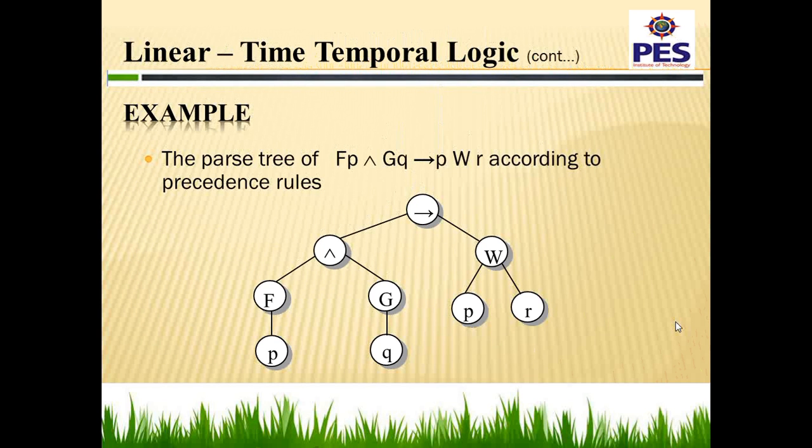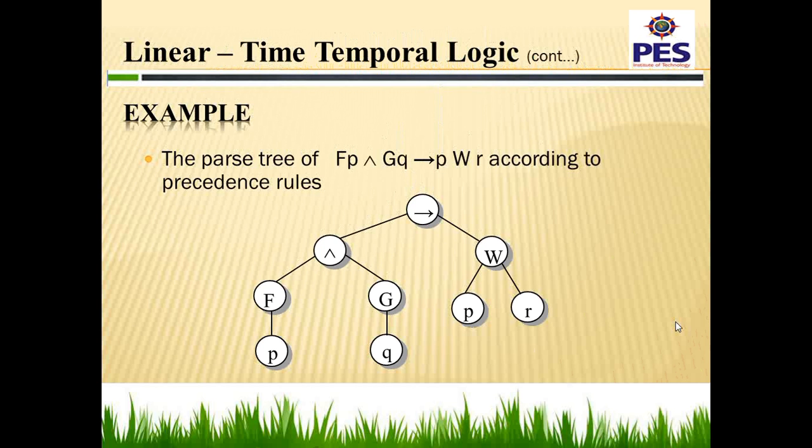Let us see one example. How are we going to parse with the temporal logics? F with some propositional atom P, ANDed with global propositional atom Q, implies P weak until R. According to the precedence rule, the system is going to parse the above formula like this.